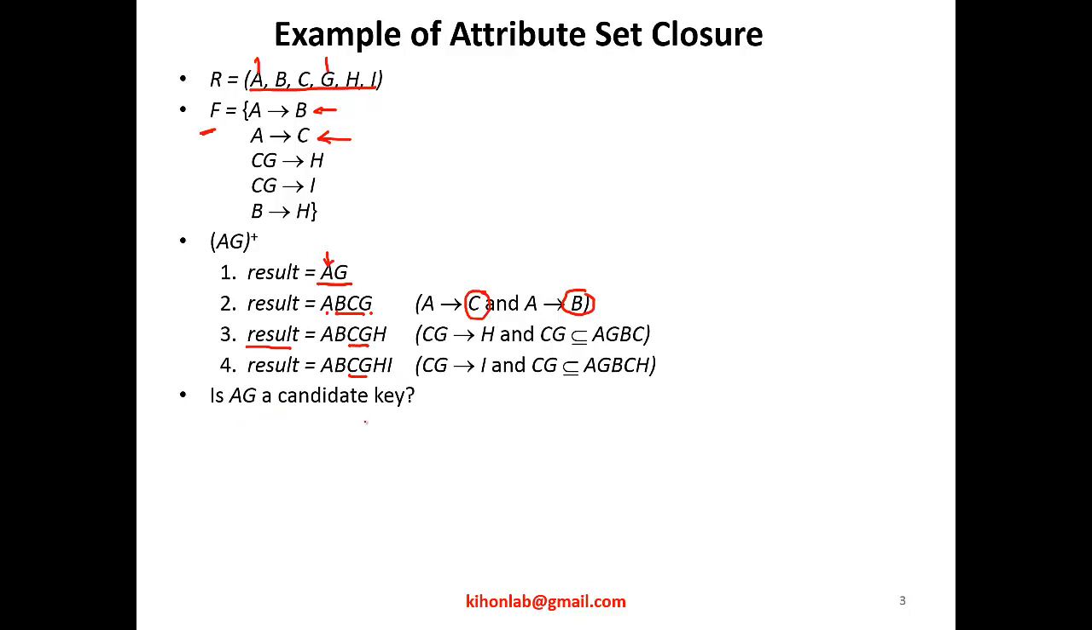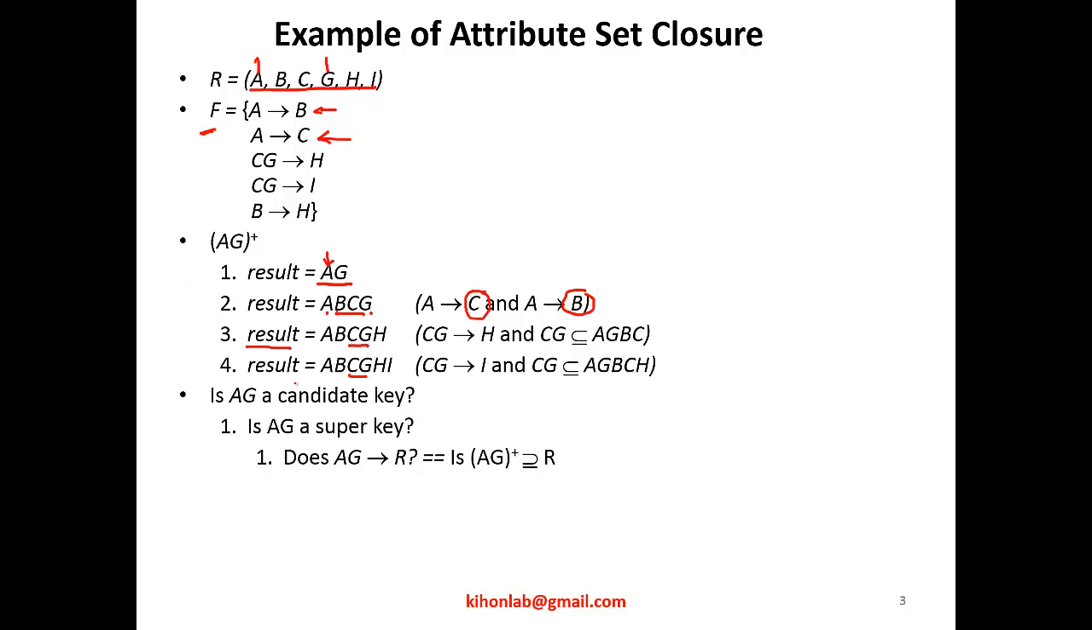Is AG a candidate key? Now as per the definition, is AG my candidate key or is AG a super key? What can be the answer? Now, does AG derive R? Does it derive R as a minimal super key? R is a minimal super key.